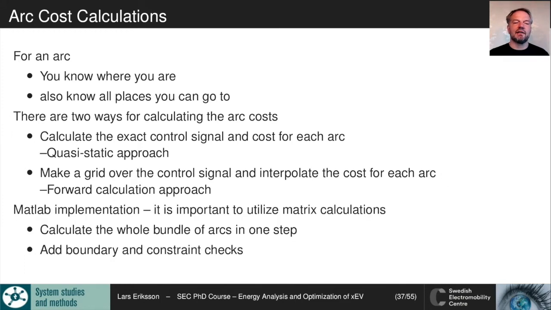When you work with MATLAB, then it's important to utilize matrix calculations. So you calculate the whole bundle of arcs in one step. The arcs that you're seeing can be seen as a vector. So you have a vector valued function that you are calculating, or you will see later a matrix. So you do the computations for all elements in the matrix within one function iteration. And you also add boundary and constraint checks to make sure that you are fulfilling the constraints of the batteries, the electric machines, and the combustion engine.